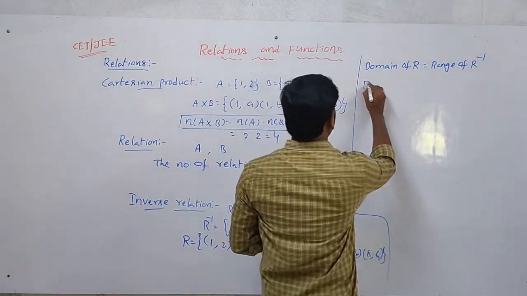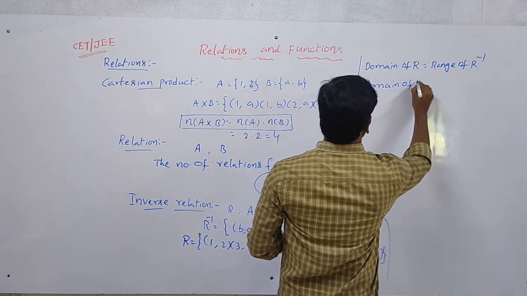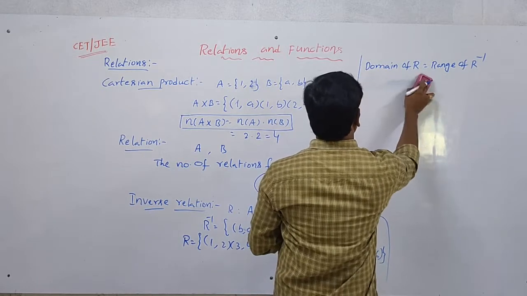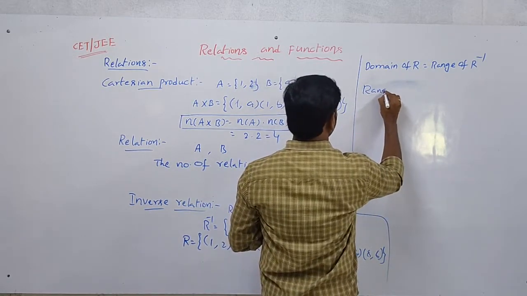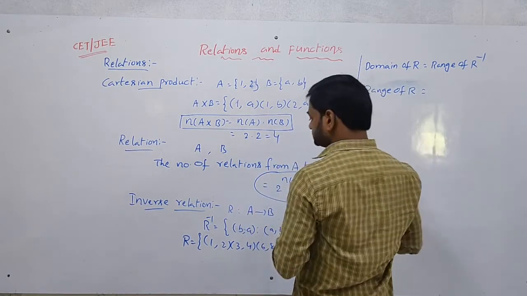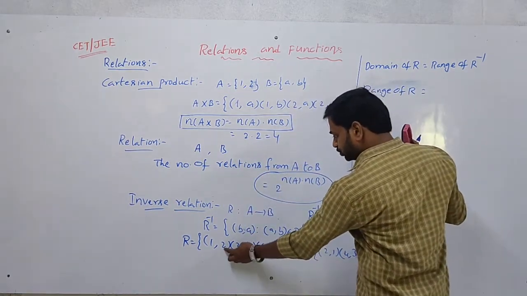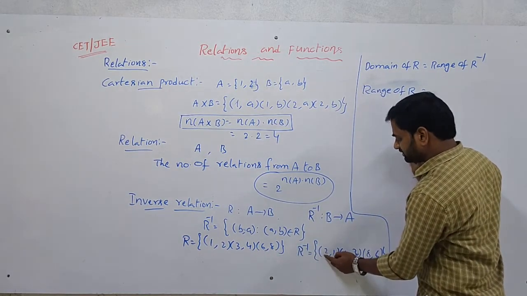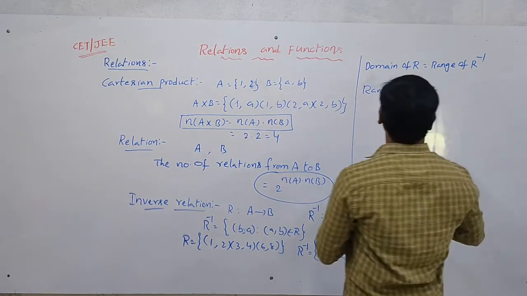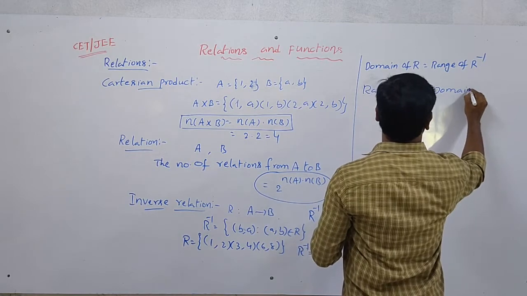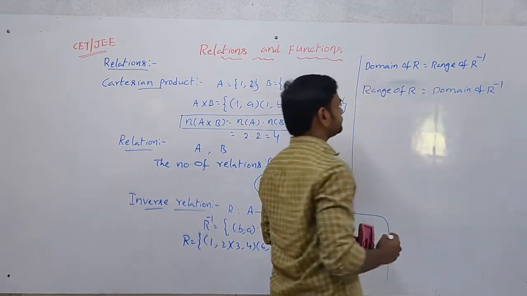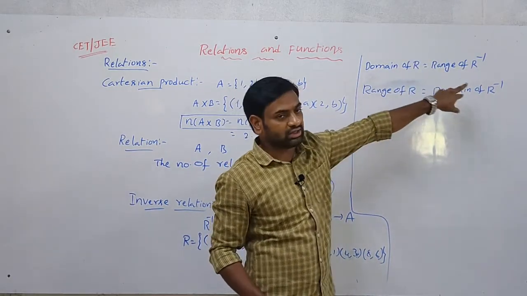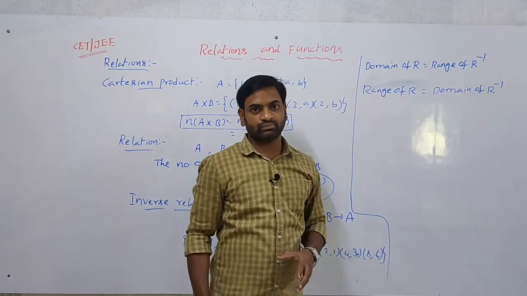Next, the range of R. What is the range of R here? 2, 4, 8. This 2, 4, 8 is the domain of R inverse. So domain of R is range of R inverse, and range of R is domain of R inverse.